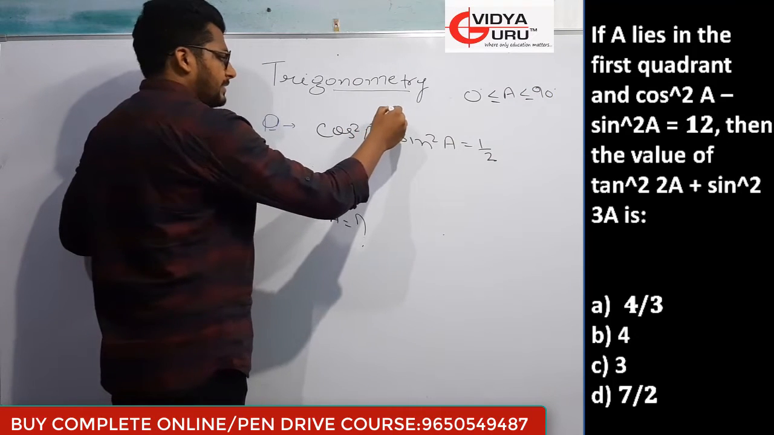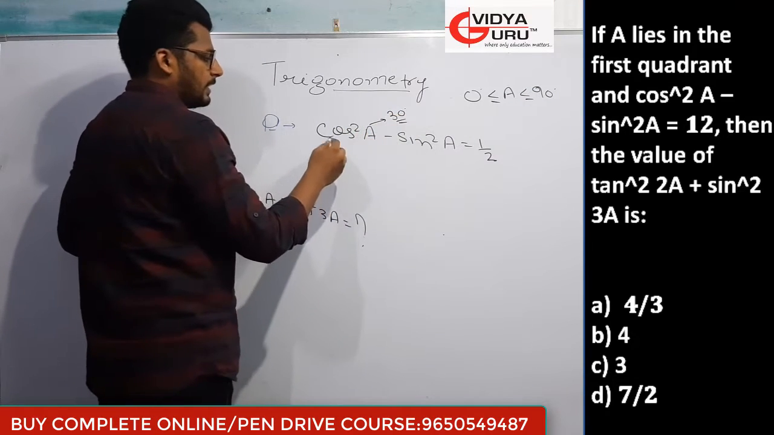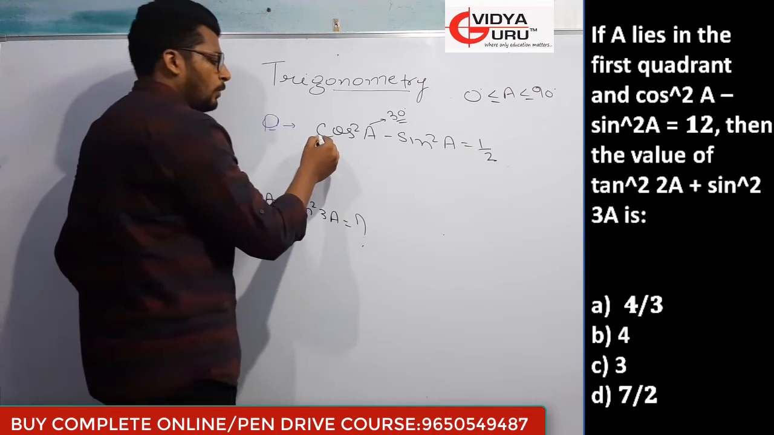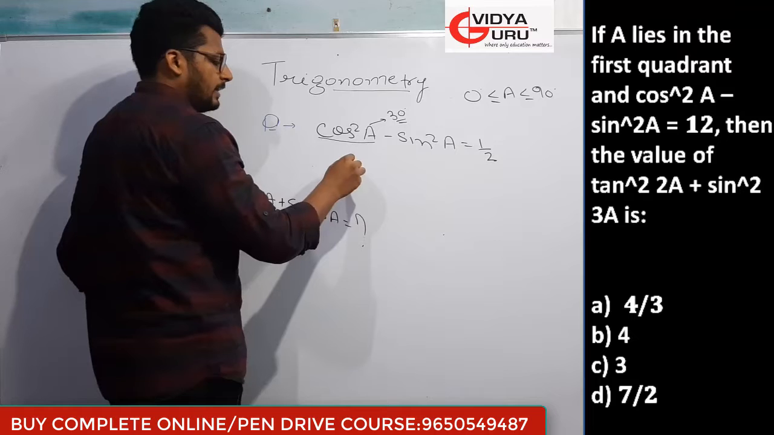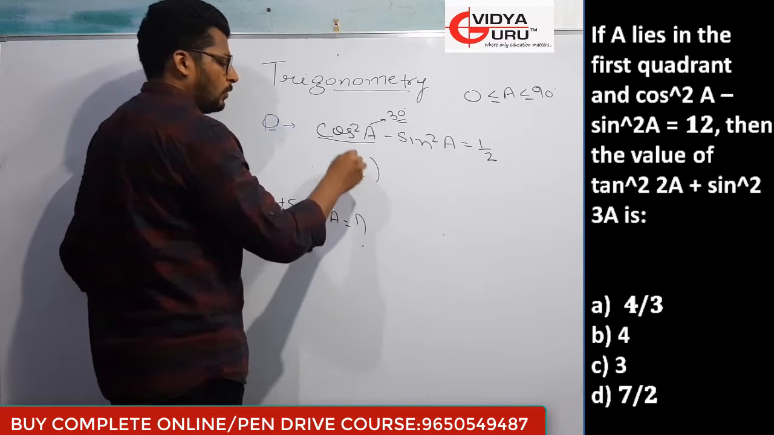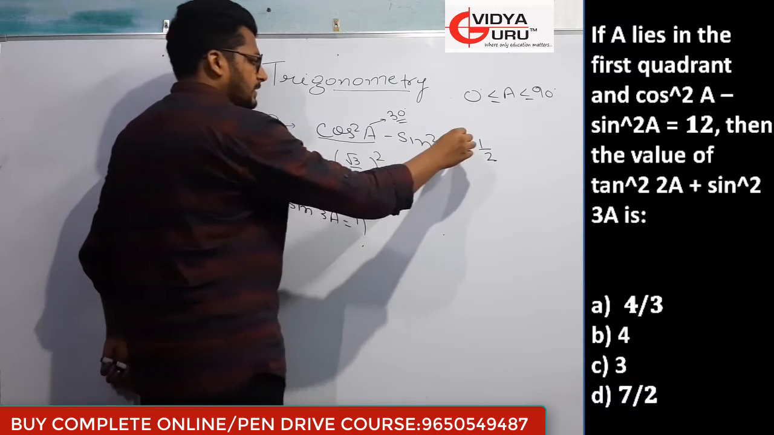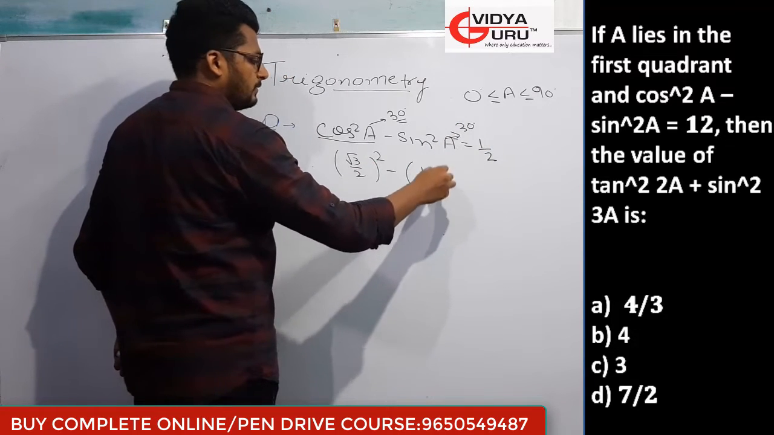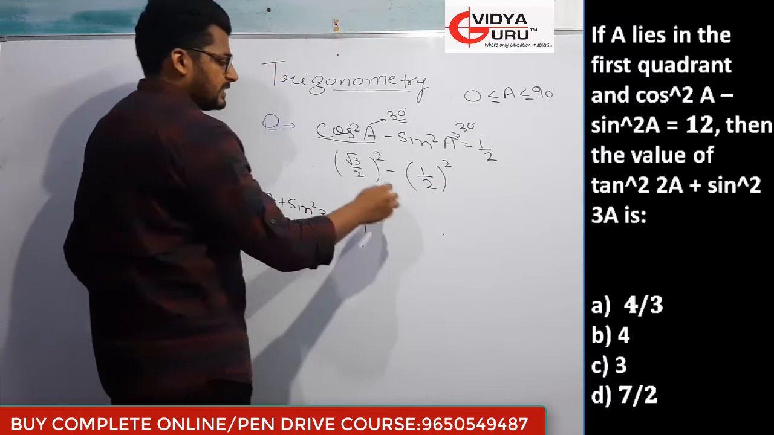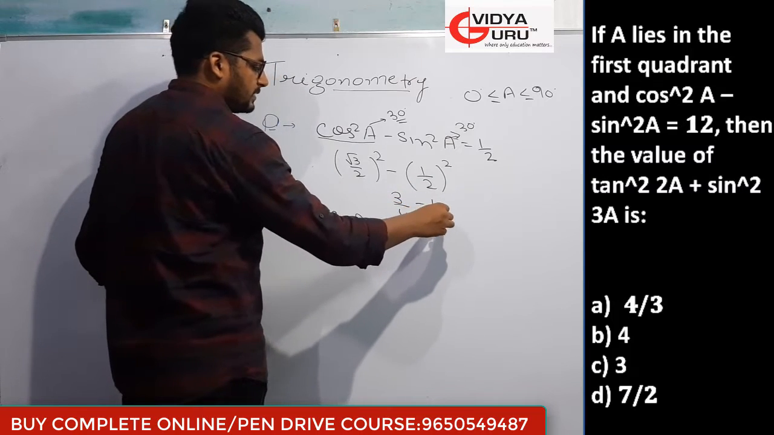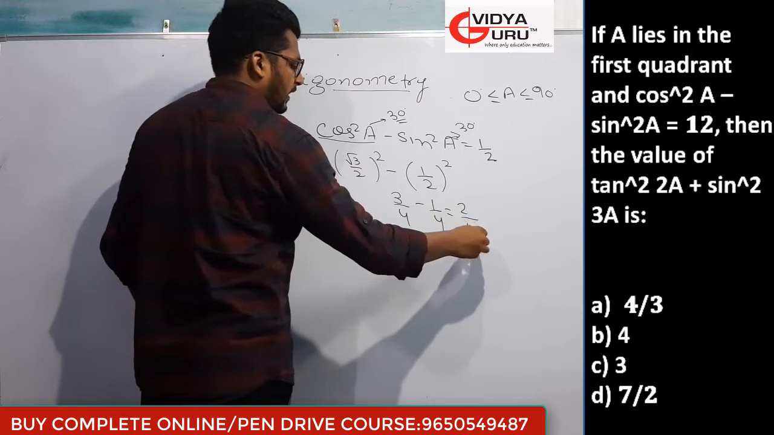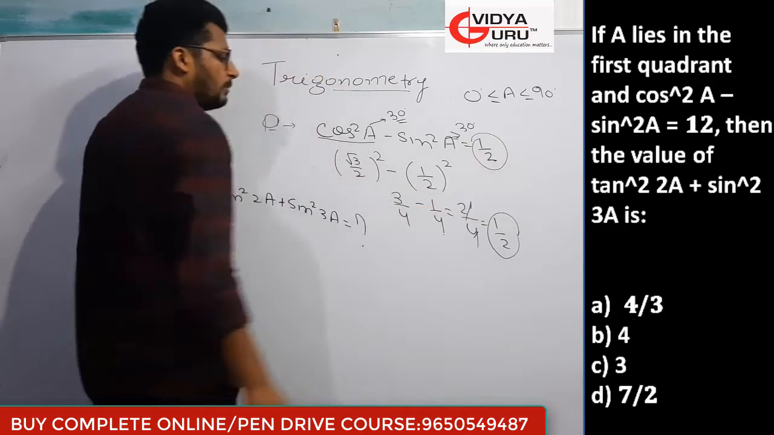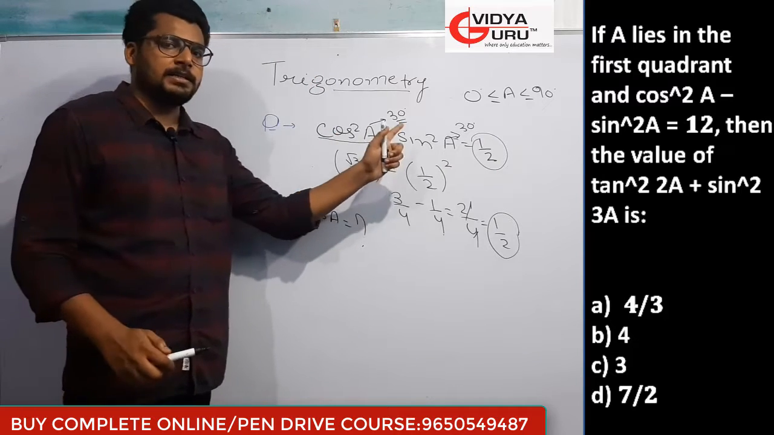If I put A as 30 degree in this equation, then it will form cos square 30. The value of cos 30 is root 3 by 2, and cos square 30 will be root 3 by 2 whole square. A is 30. The value of sin 30 is 1 by 2 and sin square 30 will be 1 by 2 square. This will be 3 by 4 and this will be 1 by 4, equal to 2 by 4, which is equal to what? 1 by 2, and the RHS is given 1 by 2. That means A here is 30 degree.